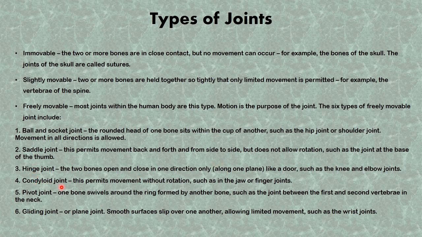We have the condyloid joint. This permits movement without rotation, such as the jaw or finger joint. Number 5, we have the pivot joint. Now, one bone swivels around the ring formed by another bone, such as the joint between the first and second vertebrae in the neck. So the pivot joint is found in the neck region. And finally, we have the gliding joint or plane joint. Smooth surfaces slip over one another, allowing limited movement, such as the wrist joint. So gliding joint is found in the wrist.